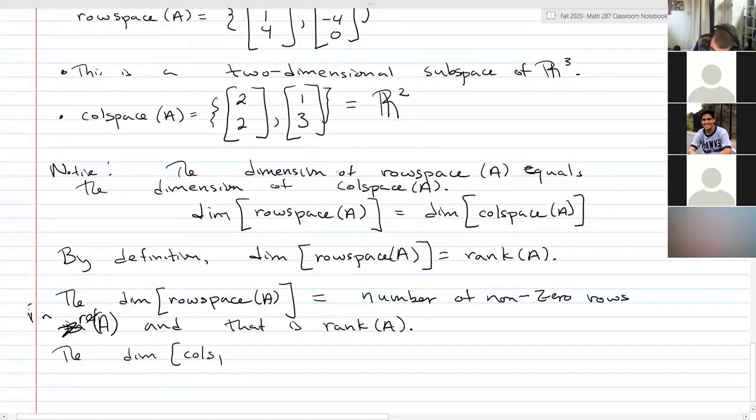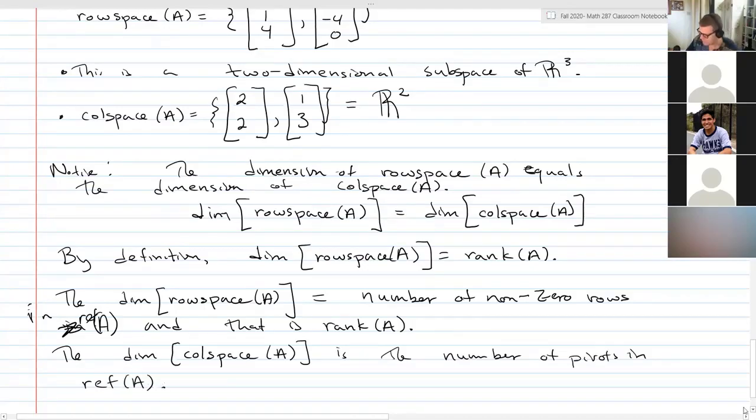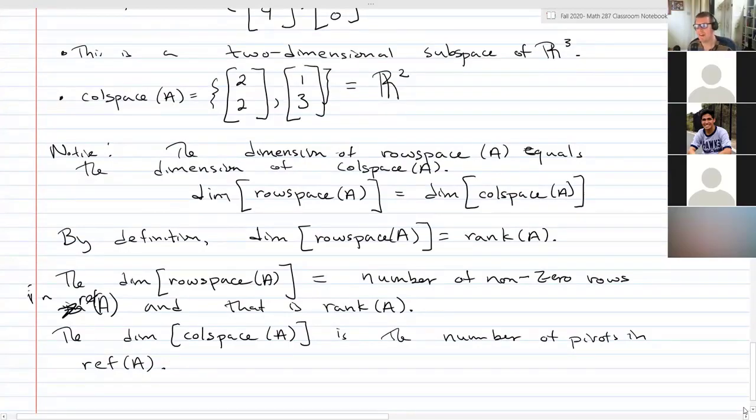The dimension of the column space of A is the number of pivots in REF A. So that's going to be the number of pivots in REF A. You've got a row reduction. The dimension of the column space, the number is going to be, we're going to take the pivots in REF A and translate them back. So we're only going to take one vector in the column space of A for every one of those pivots. So there it is.